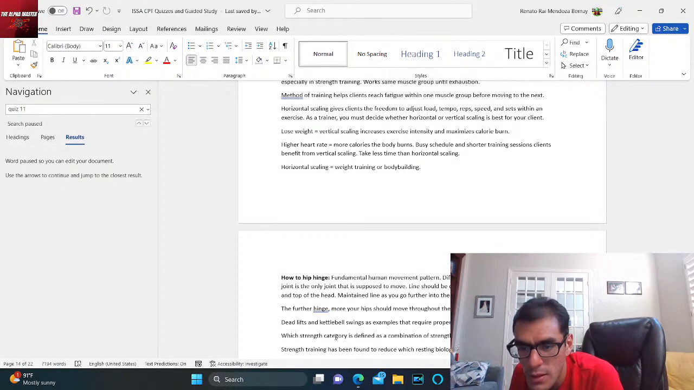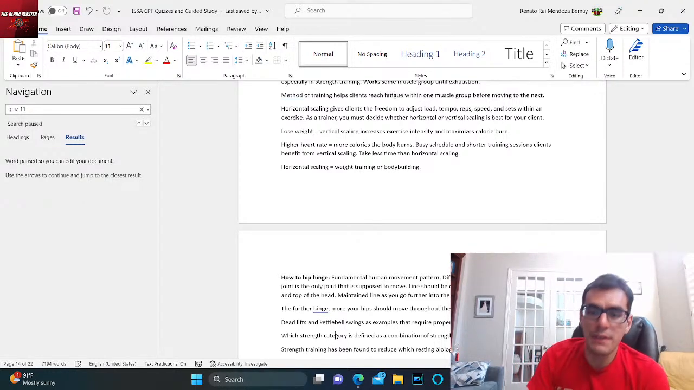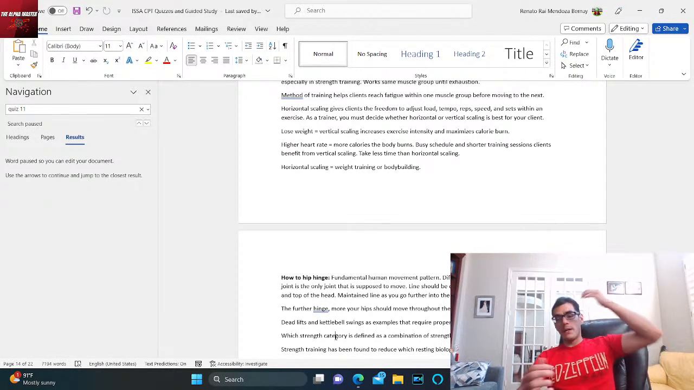Deadlifts and kettlebell swings are examples that require proper hip hinging to perform properly. Now, which strength training category is defined as a combination of strength and speed? It's going to be power.